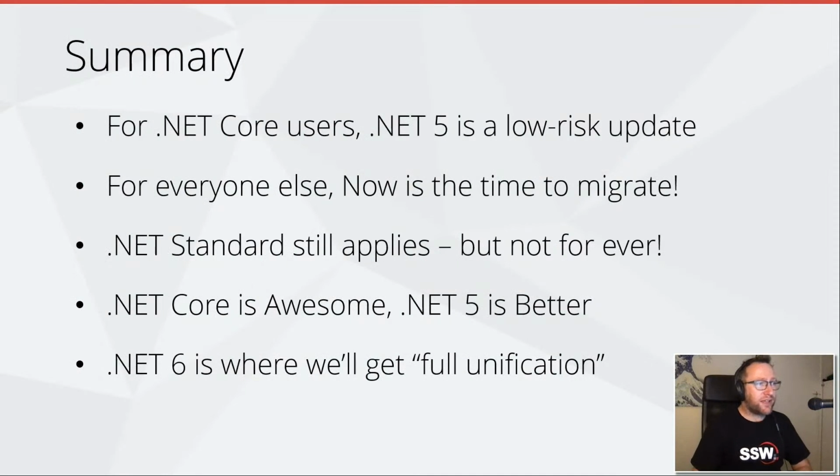So in summary, for .NET Core users, .NET 5 is a low-risk update. For everyone else, now is the time to migrate, because the .NET Standard still applies. We don't know if it's going to still apply forever, but right now, the .NET Standard still applies. The latest .NET Core libraries, such as Microsoft Dependency Injection, that's coming out for .NET Core, will run on your old framework. So start moving your code into .NET 4 compatibility on the old platform and then migrate. I think .NET Core is awesome. I think .NET 5 is better, and the .NET 5 to 6 wave is where we'll get that final full unification.